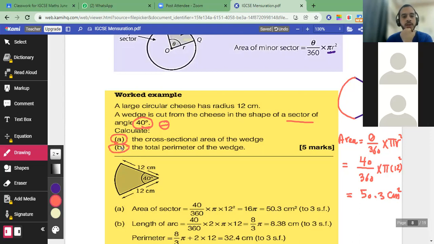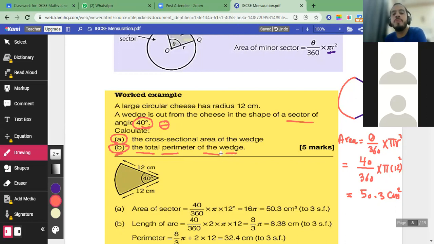Joanna, thank you, Jana. Joanna, read B. Length of the arc 40 over 360 multiplied by 2 multiplied by pi multiplied by 12 equal 8 over 3 pi equal 8.38 centimeters, 3 significant figures. No, read the question. Leave the solution. The total perimeter of the wedge.